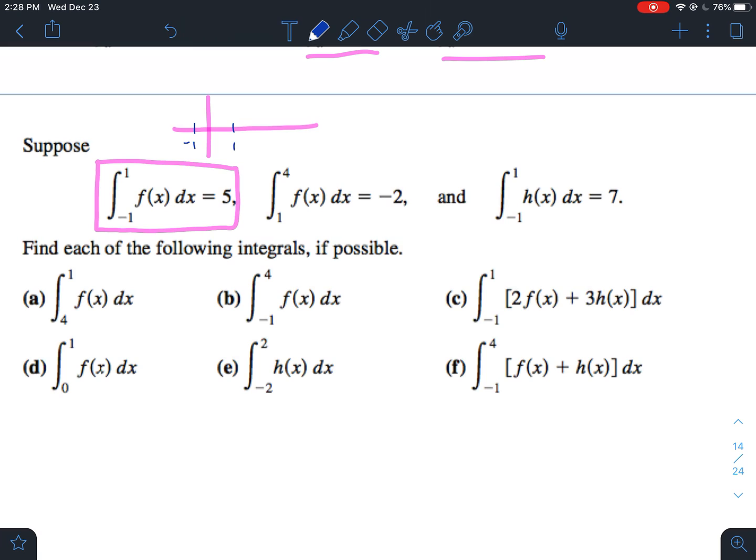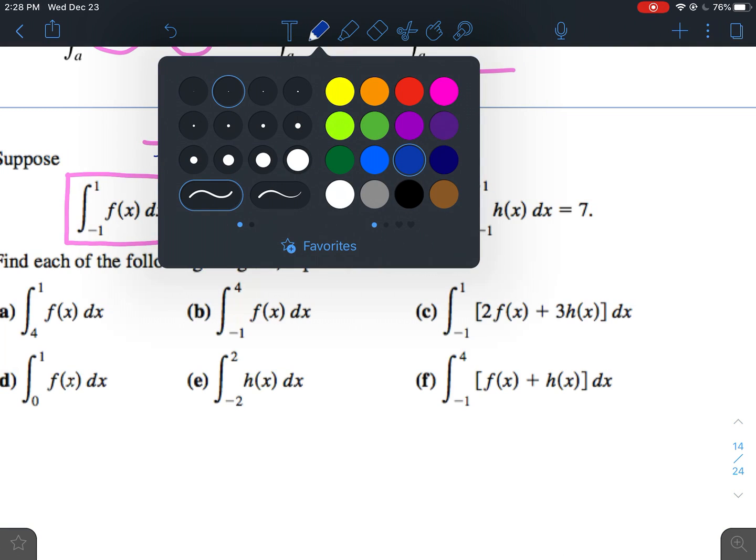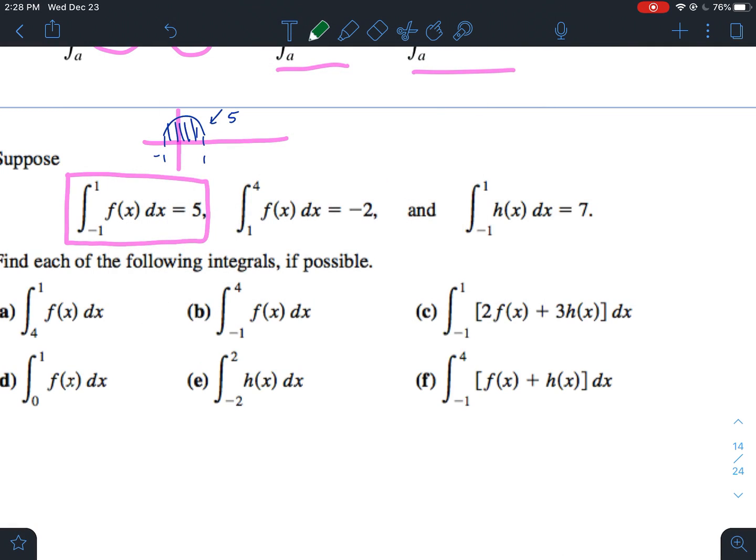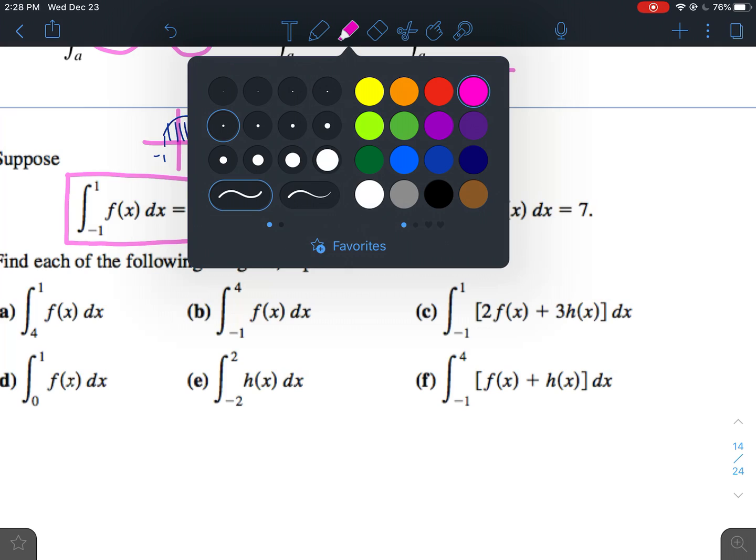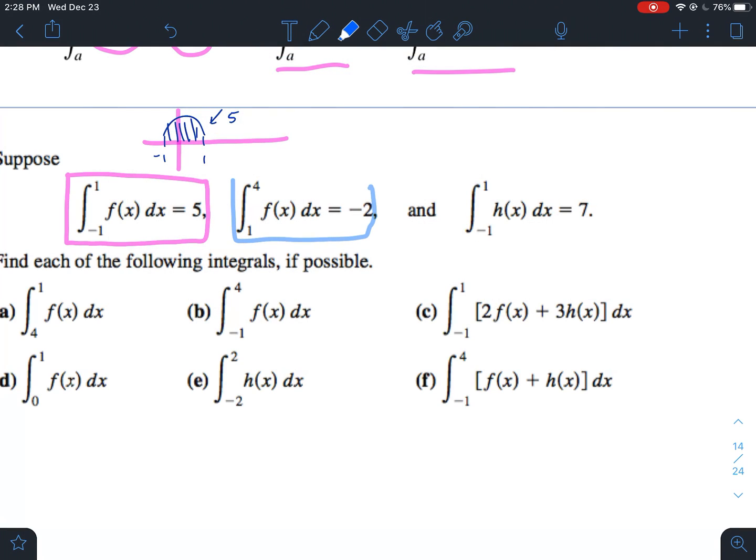So up top, they're giving you some information. They're saying if you integrate from -1 to +1 of f of x, you get 5. So for instance, if we started at -1 and we ended at +1, and we've just got a picture, right? So that area right there would be 5.